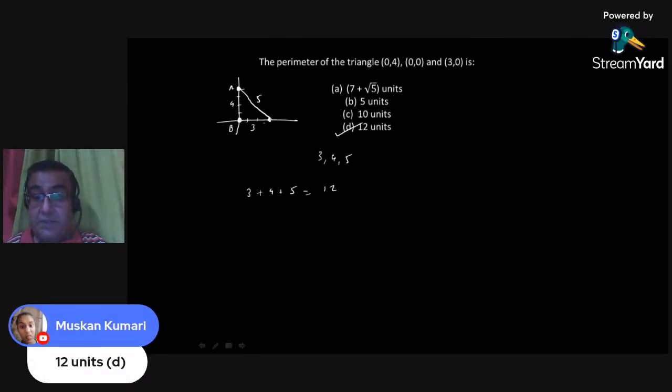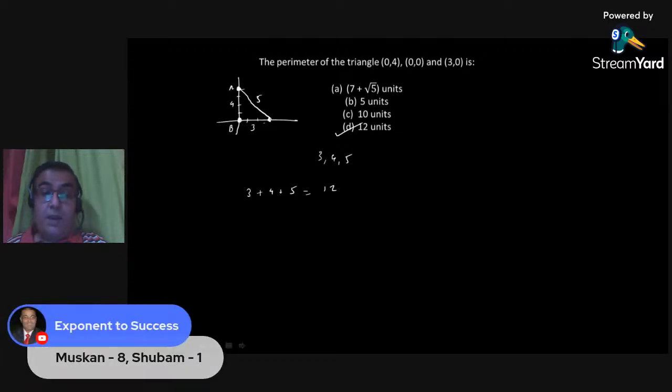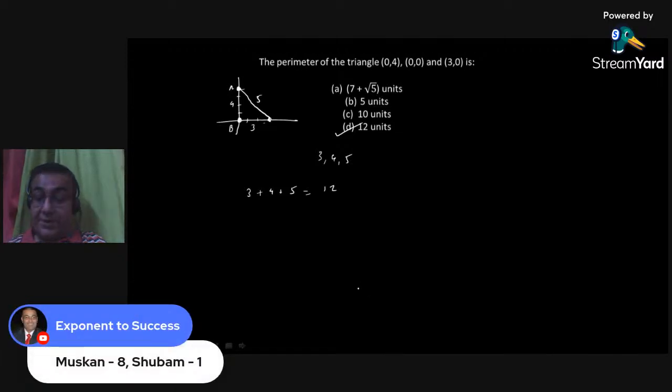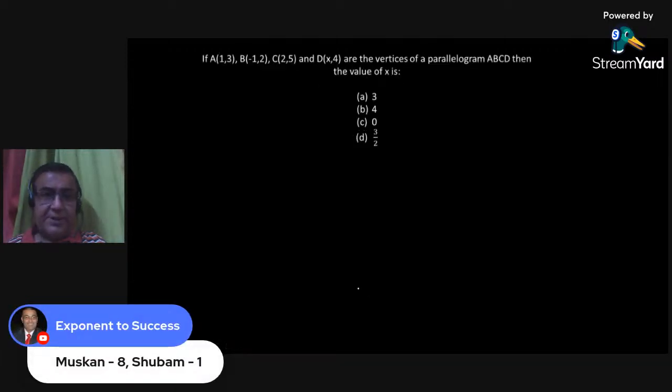Okay, so that makes it Muskan 8 points and Shubham 1 point. Okay, next question. Last 3 4 questions left.